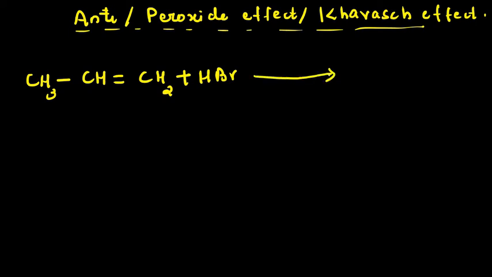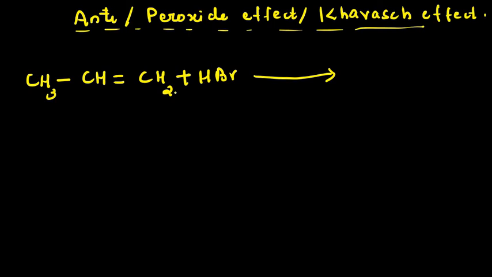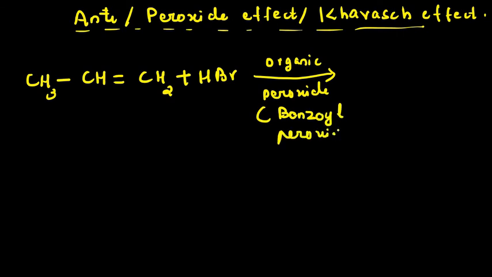One thing you have to remember is that in the Markovnikov rule, the alkene is added with an unsymmetrical reagent. Here too, an unsymmetrical alkene and an unsymmetrical reagent are there. Apart from the hydrogen halide, there is one more thing: the reaction takes place in the presence of an organic peroxide. Generally, we take benzoyl peroxide. So it is the anti-Markovnikov rule.